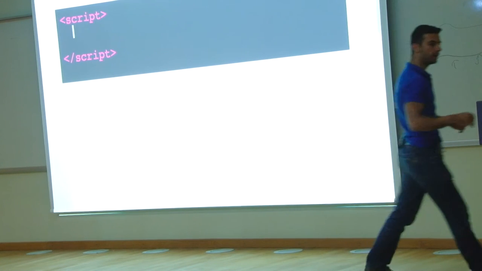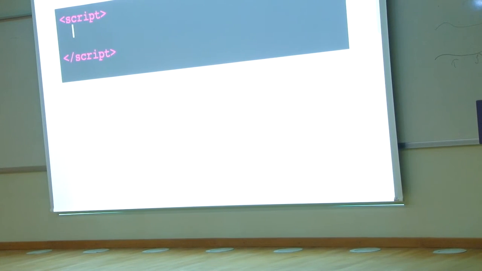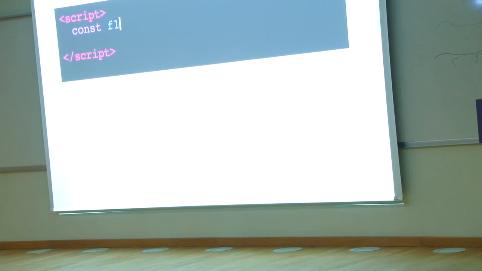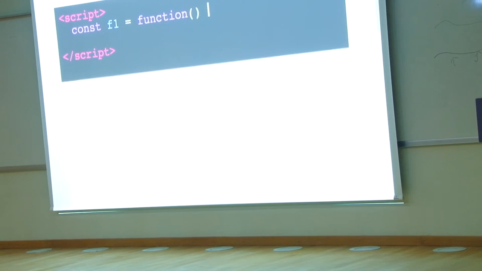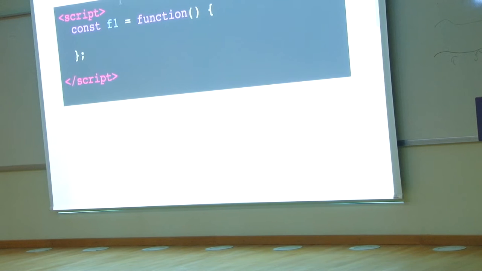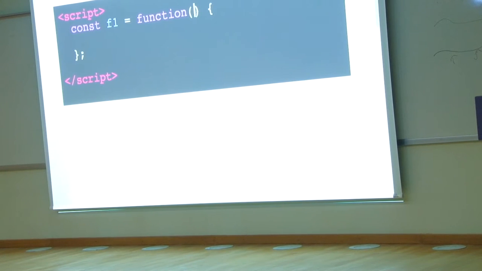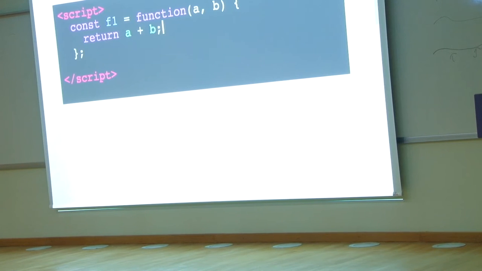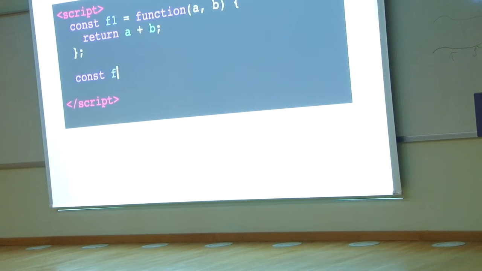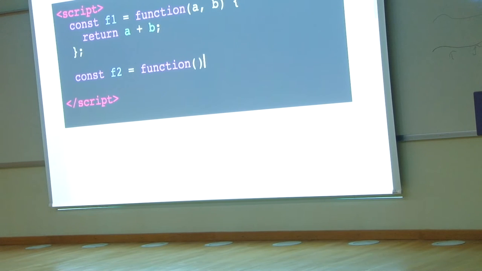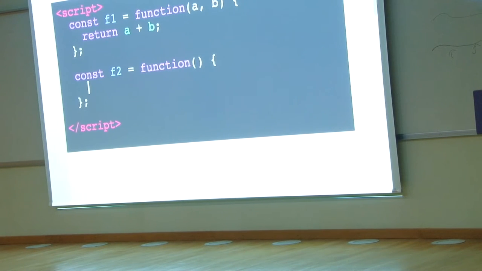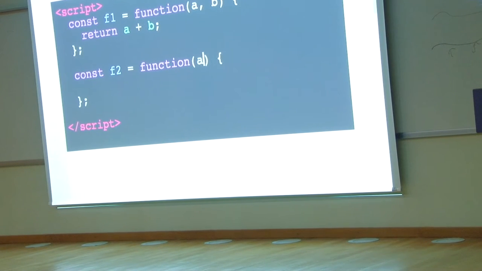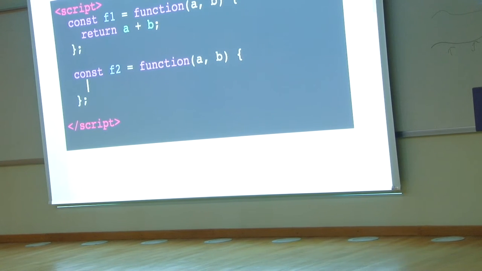So what we can do then is create a series of functions, const f1, for example, and let's have this function add numbers together. So let's do a and b and have it return a plus b. Let's have another one, const f2, which, let's say, takes two numbers and does what? I don't know. Give me something. Multiply, fine. A times B.